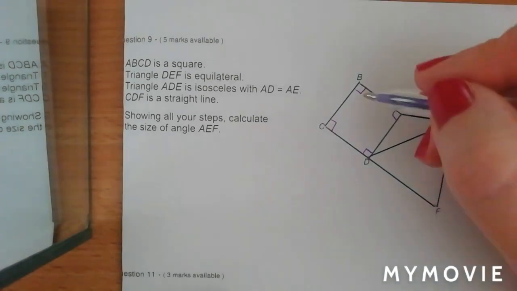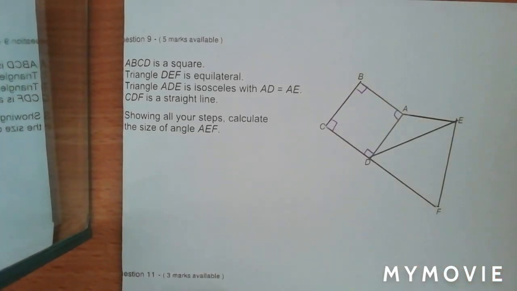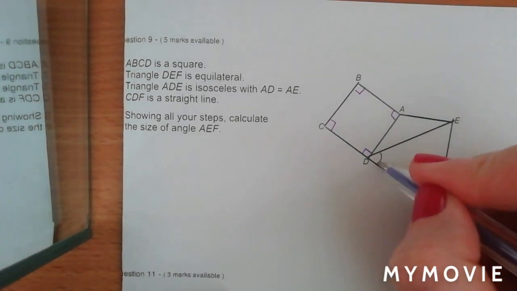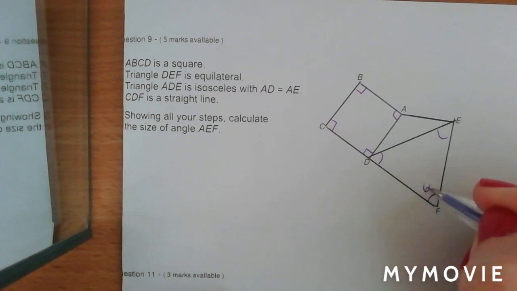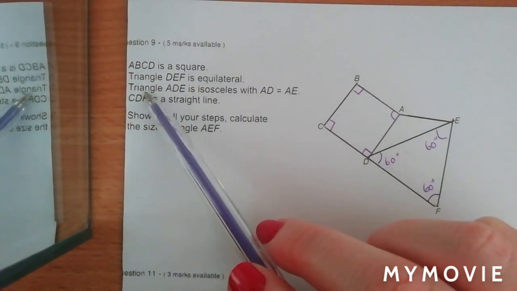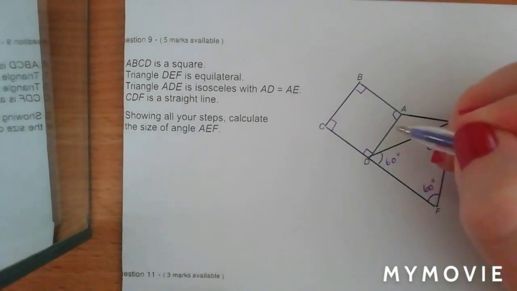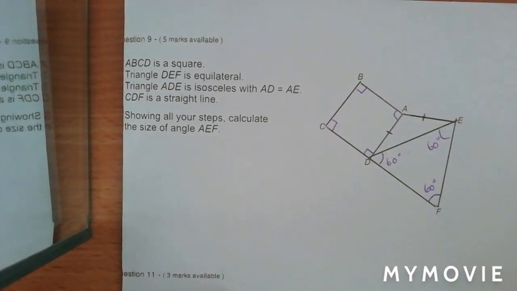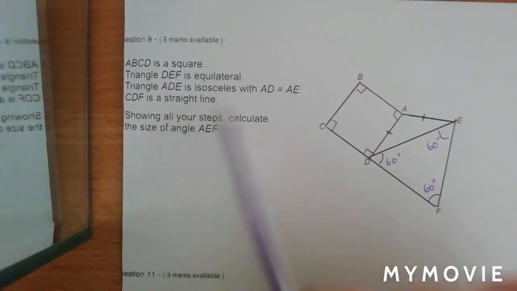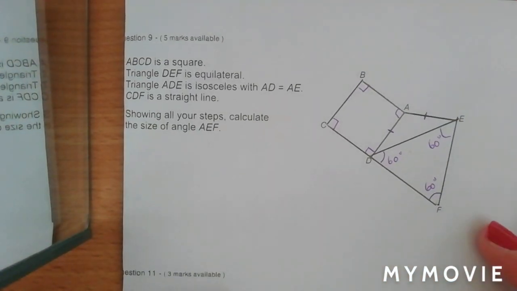If you're not sure, I mean, I have just said easy for that, but obviously the whole shape adds up to 360 and 4 of them are the same. So 360 divided by 4. With this one, 180 divided by 3. So each of these are 60 degrees. Triangle ADE is isosceles with AD equal to AE. Put the lines on the diagram. CDF is a straight line. Showing all your steps, calculate the size of angle AEF.